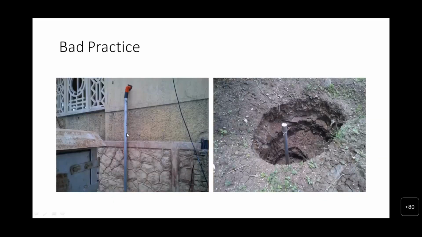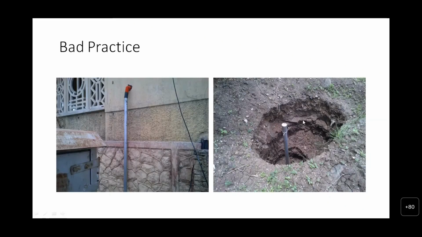Here, the cable is being taken at exactly 45 degrees with a 45-degree bend. So this is not the correct way. It should be taken in a proper curvature.